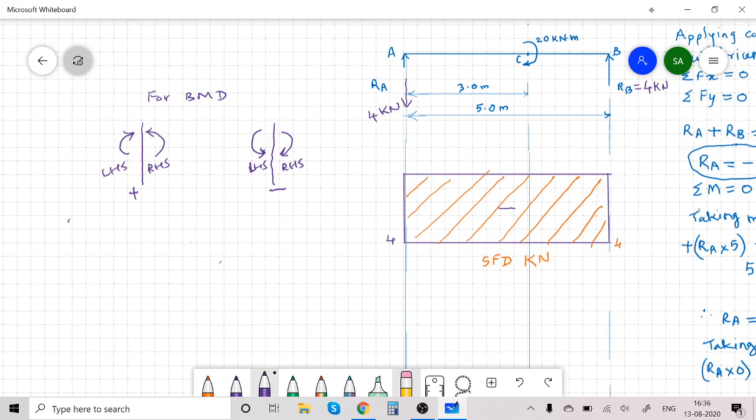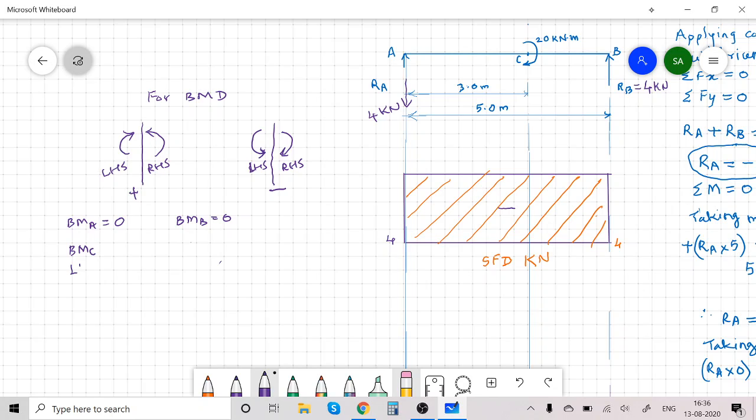Now bending moment at A is 0. It is a simple end support. So bending moment is 0 at A. Similarly, bending moment at B is also 0. Simple end support. Now let us calculate bending moment at C.